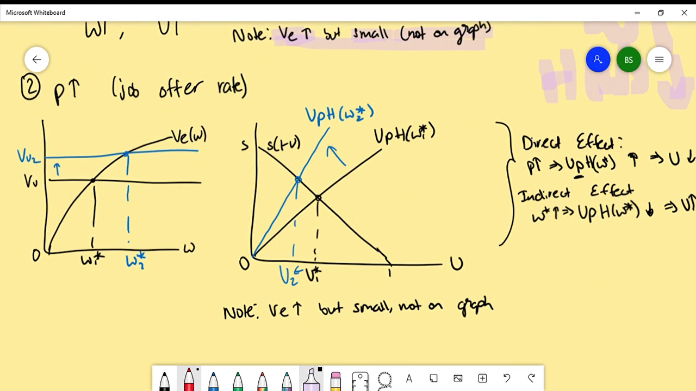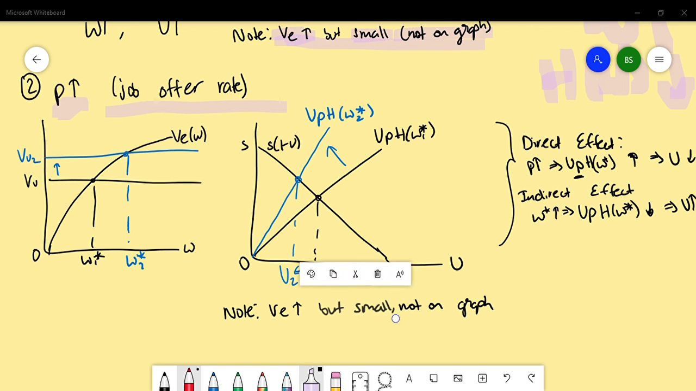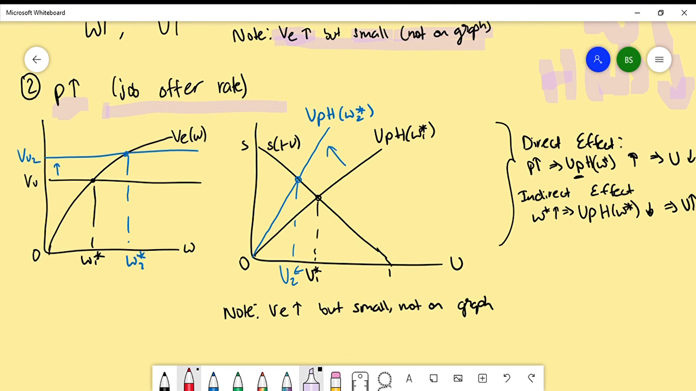Number two is if P increases. P is the probability that you get a job offer. Again, if this increases, then what happens? As an unemployed person, I am better off, because it's not so bad being unemployed when the probability of me getting a job offer is actually pretty high. So again, just like before, the VU increases to another one, so it's like W2.